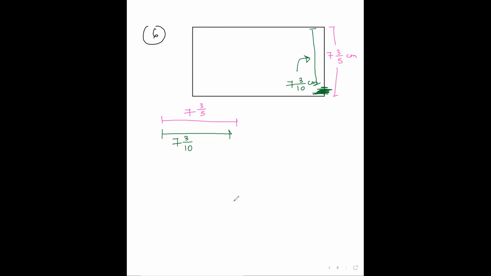We will find the LCM. What will you do? Will you add them, subtract them? Subtract. What minus what? 7 3 by 5 minus 7 3 by 10. Very good. So let's do that. 7 3 by 5 minus 7 3 by 10.